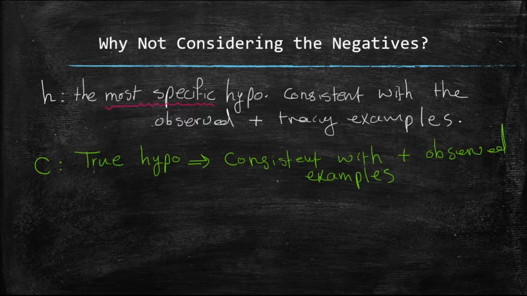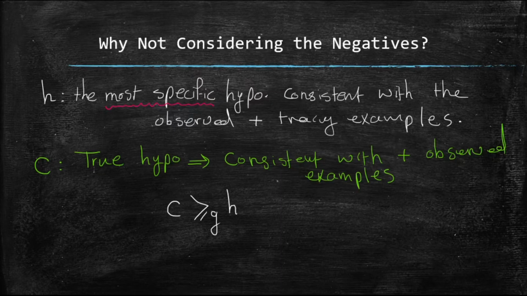So based on all of this, we can say that because the target concept C is also assumed to be in our hypothesis space, and it is also consistent with all the positive training examples, then this true hidden hypothesis C, behold, must be more general than or equal to our hypothesis H, right?